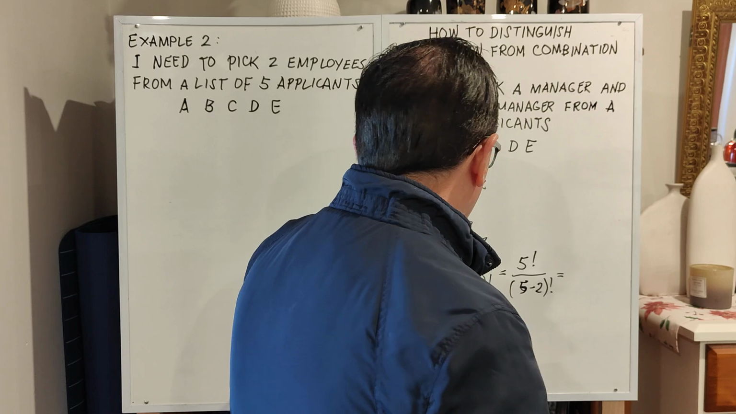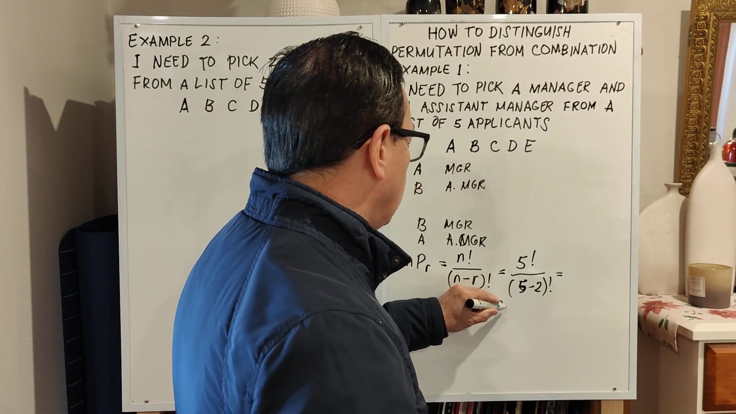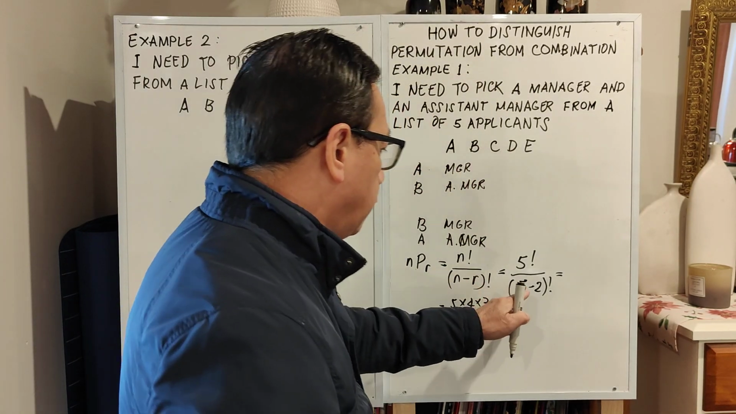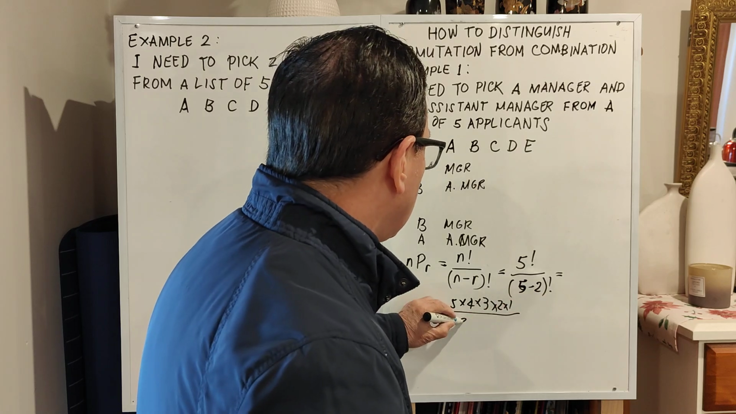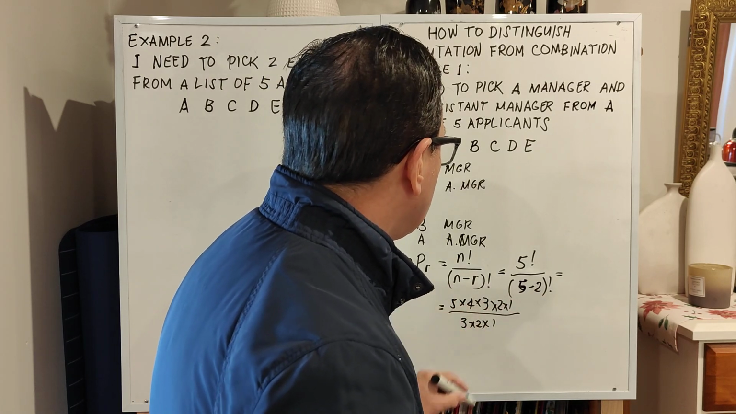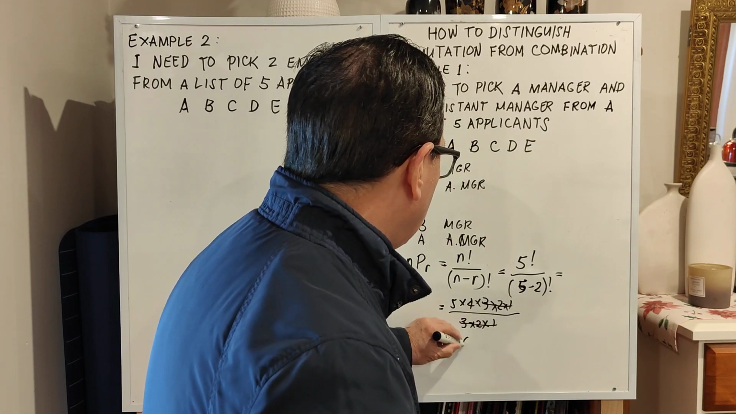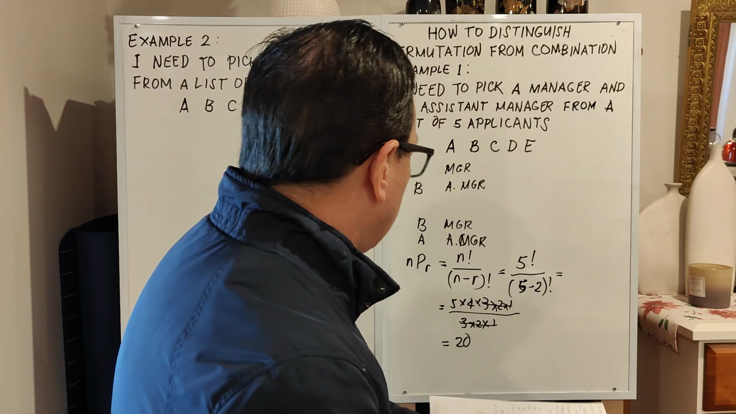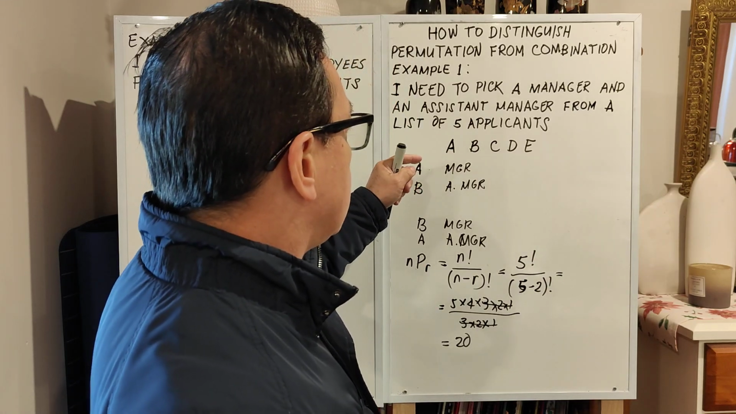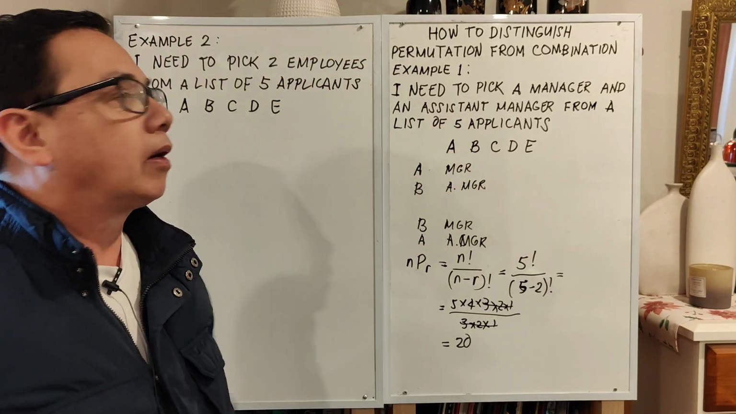This is 5 times 4 times 3 times 2 times 1. 5 minus 2 is 3 factorial, so 3 times 2 times 1. So we cancel this one, we cancel this one. So there are 20 possible combinations of picking a manager and an assistant manager from a list of 5 applicants.